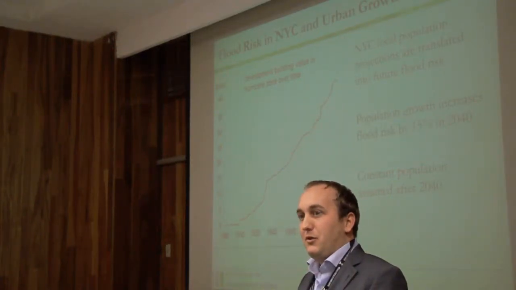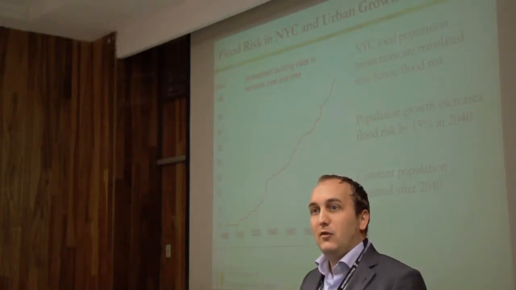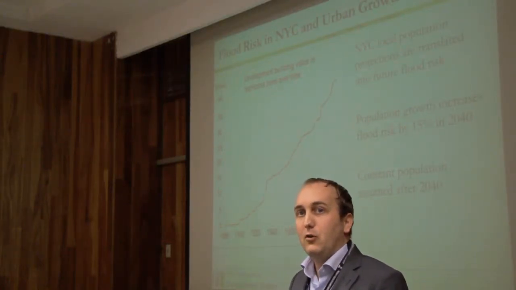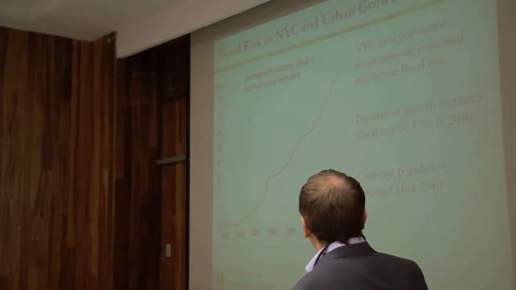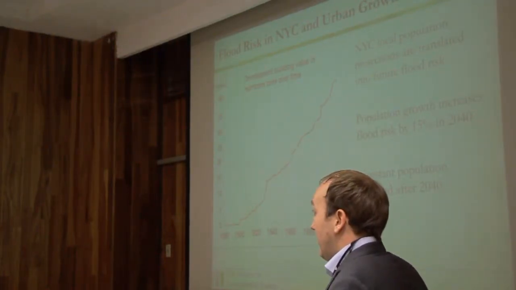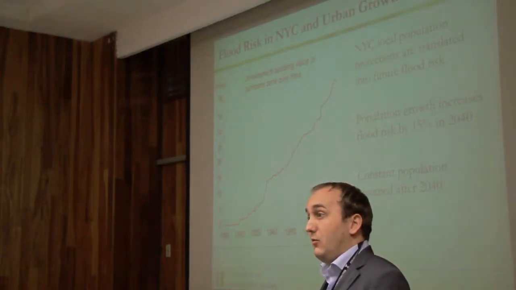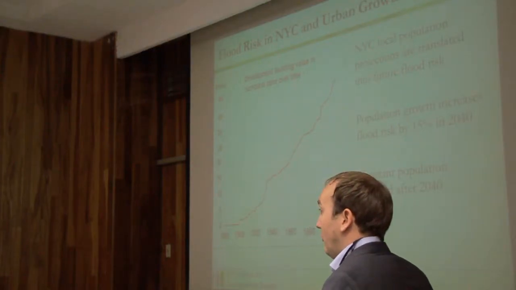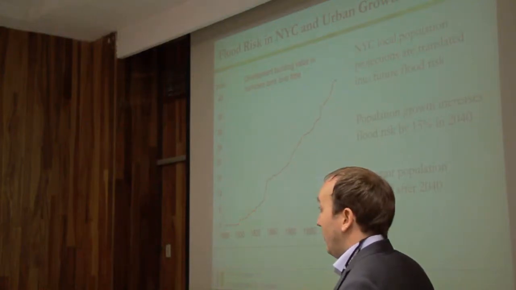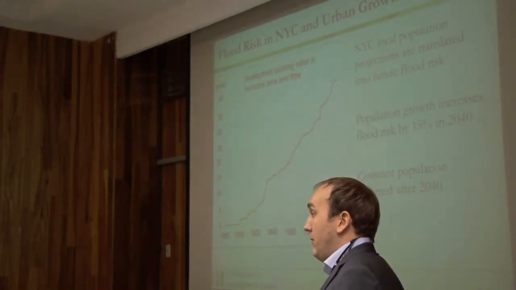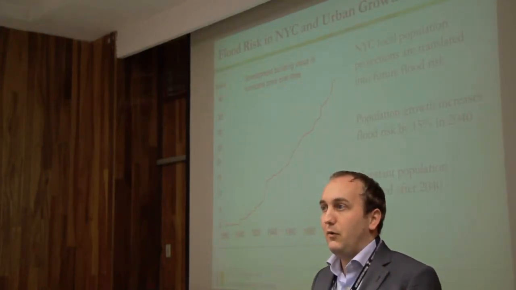So the city gave us projections about how much more people they expect until 2030. We translated that in how many more buildings will be located in the flood zone and calculated the risk increase because of that. And the risk increase will be about 15% in 2040. So it's a lot less than what climate change can do with the risk, but it's still important to include that in the analysis. And we assume here that population will be constant after 2040, which may be unrealistic, but we basically have no idea what will happen with the population after that period.